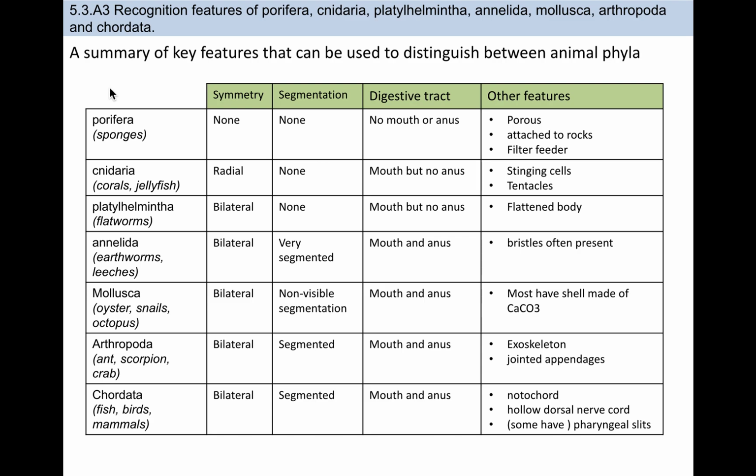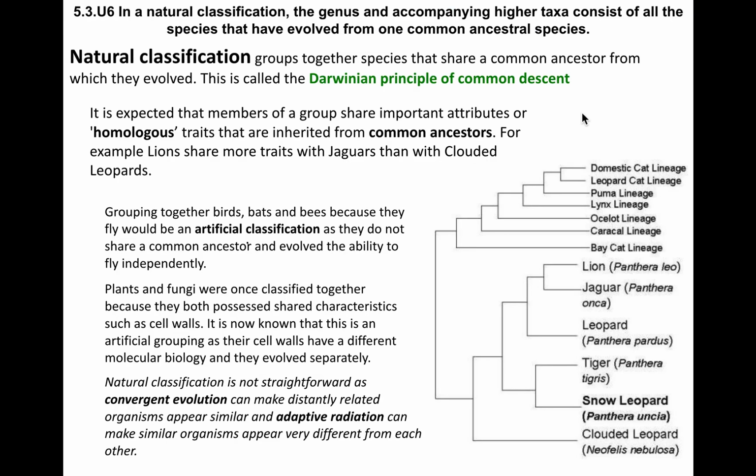Okay, so if you look here, you can see that with the phyla we were just looking at, we look at symmetry, segmentation, digestive tract, and some other features, and that's how we classify and separate them. This is a cladogram that I told you about earlier, and you can see how it works. If you are on this side, you are less related to this side, for example. Or we could look at it this way: the lion and the jaguar are more related than the leopard, because the leopard is over here in its own piece. But these three are more related than to this side, the tiger and the snow leopard.